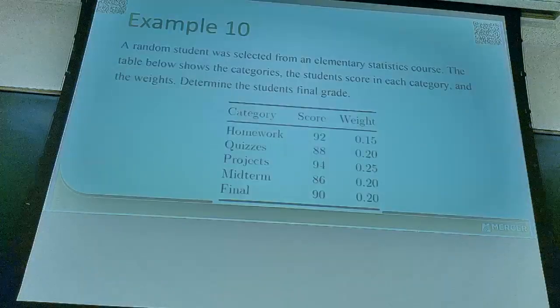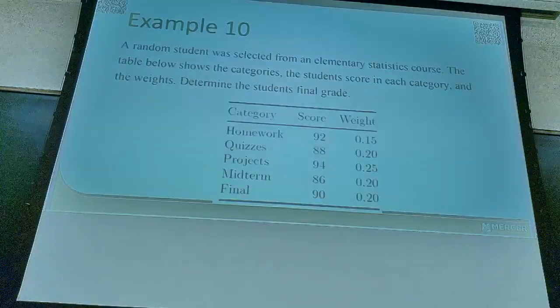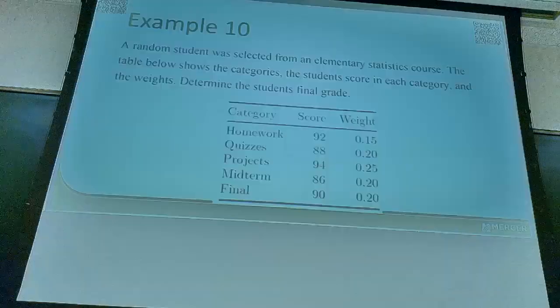Doing it by hand is fairly straightforward. You take the sum of each score times its weight. So it'd be 92 times 0.15, 88 times 0.2, so on and so forth, add them all together, and then divide by the total weight, which in this case is 1.9.